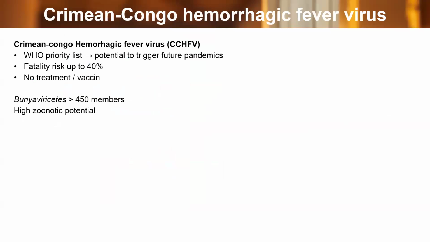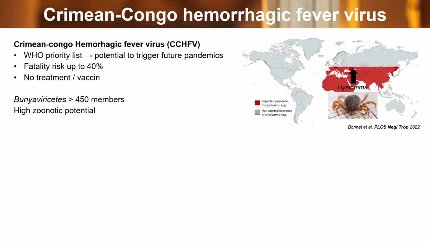Actually, this virus is on the WHO priority list because it has a high potential to trigger future pandemics, because it has a fatality risk that can go up to 40%, and today there is no treatment nor vaccines. And it's part of a larger class of viruses called Bunyaviruses. It has more than 450 members, and a lot of them have a very high zoonotic potential. And actually, this virus is emerging in Europe because the tick that is the vector of this virus, the yellow tick, is moving northwards due to climate change.